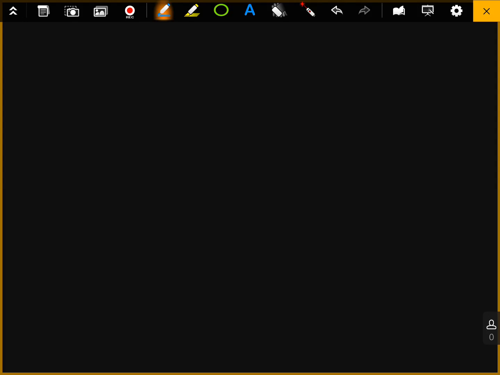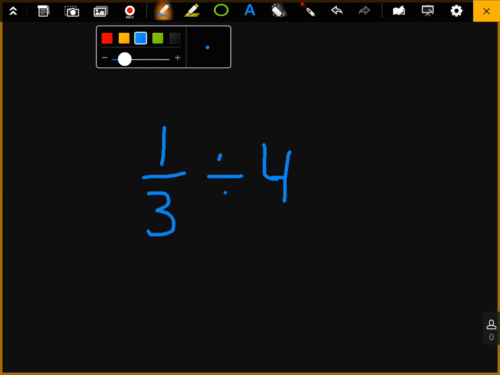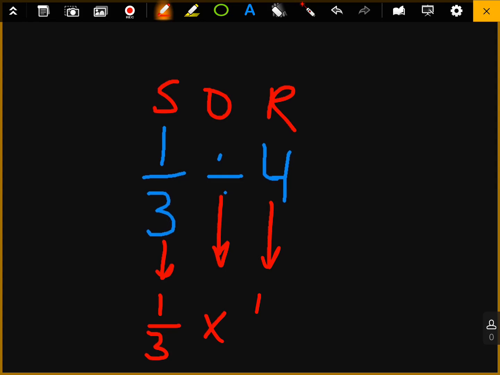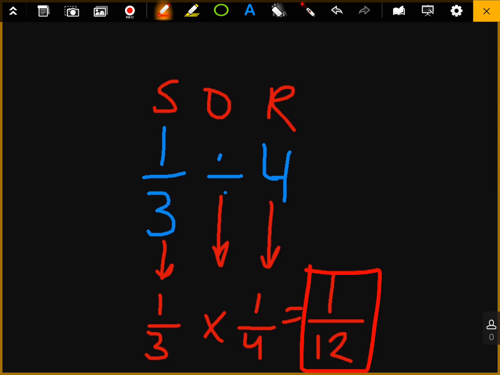How much ice cream will a family of 4 get if they equally distribute 1/3 of a gallon of ice cream? Well, you have 1/3 a gallon that's being divided amongst a family of 4. Okay, don't get confused there. What's being divided? The gallon of ice cream. Same, opposite, reciprocal. 1/3 stays the same. Division changes to multiplication. Reciprocal is 1/4. 1 times 1 is 1. 3 times 4 is 12. 1/12 is your final answer.